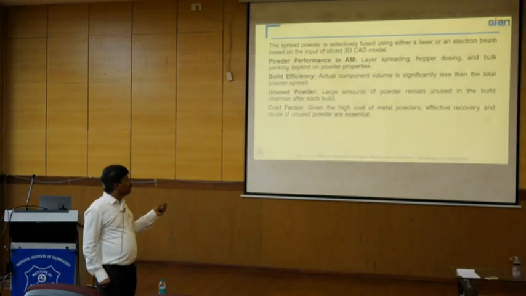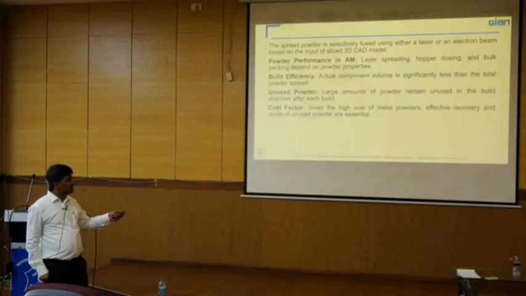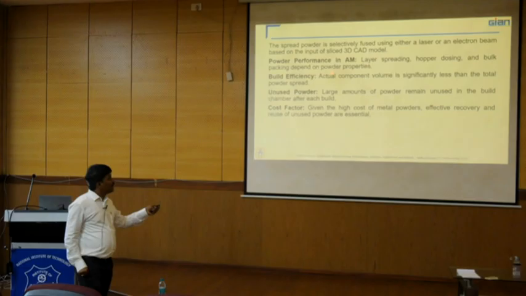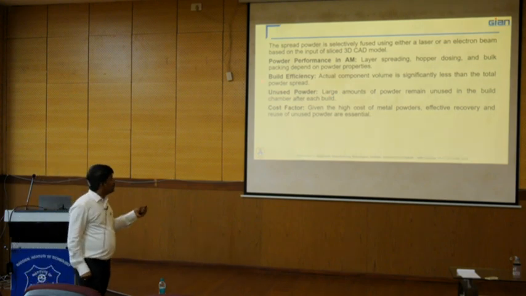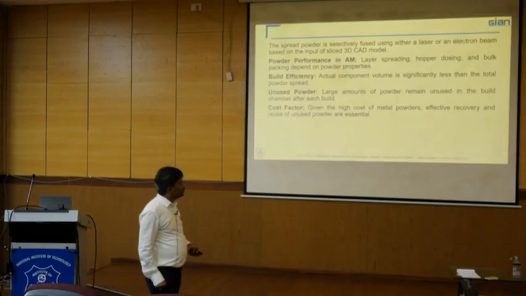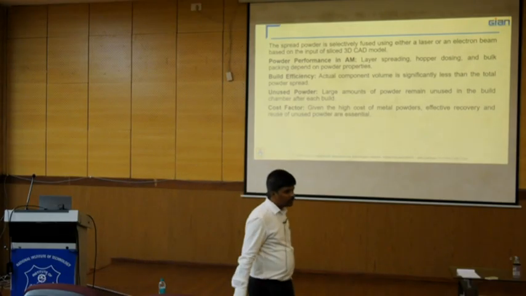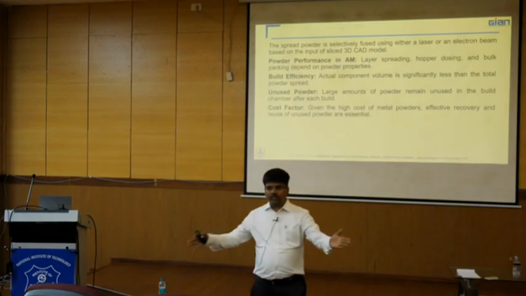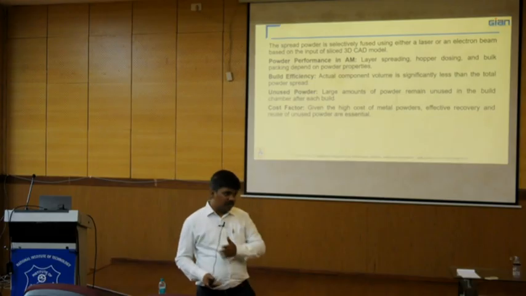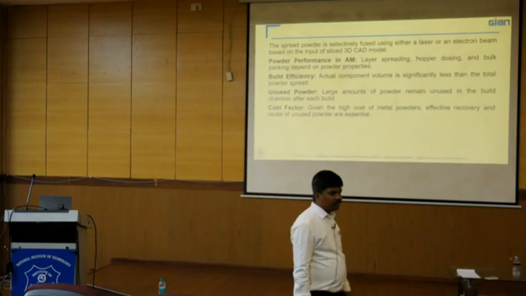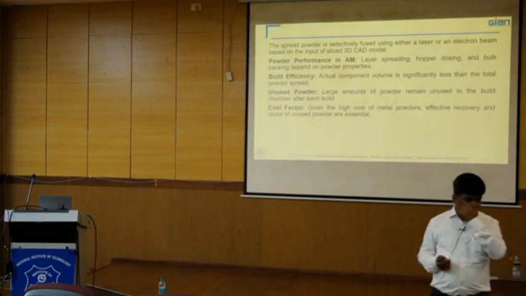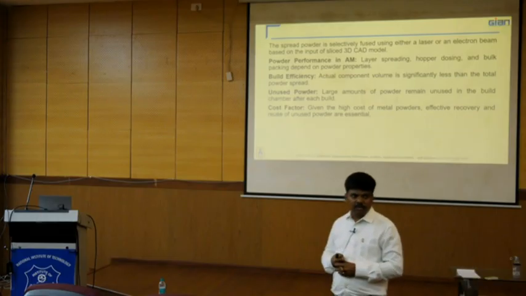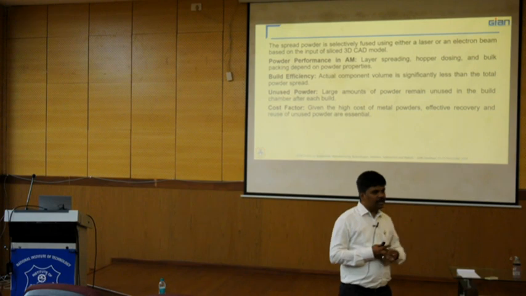That is the powder performance in AM: layer spreading, hopper dosing or bulk packing depending on the properties, as well as build efficiency, unused powders and cost factors. Build efficiency means the actual component volume is significantly less than the total powder spread. If you take a 100 by 100 mm build area, we spread powder over the entire build area, but do we use the entire volume for manufacturing the part? That depends on what part we have designed and how much area of melting is taking place.